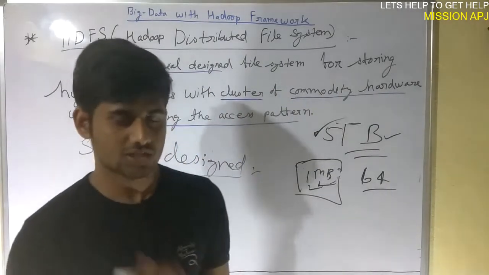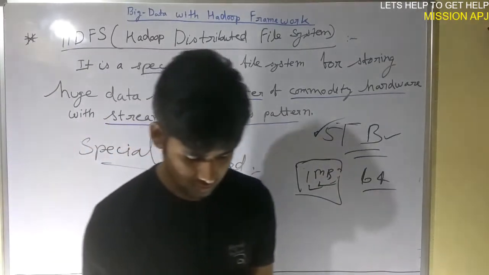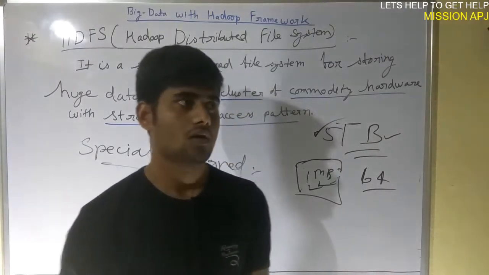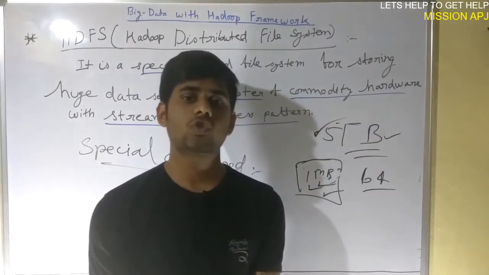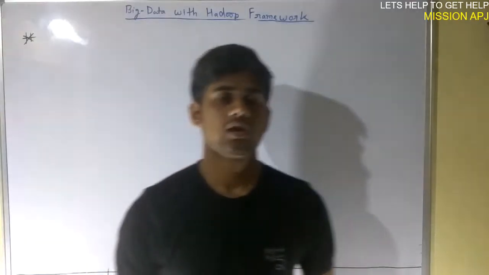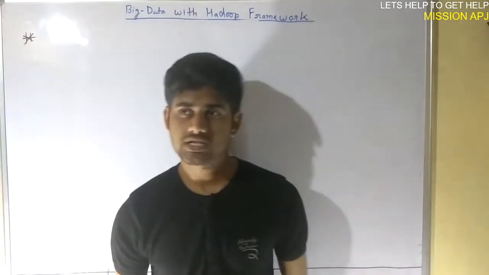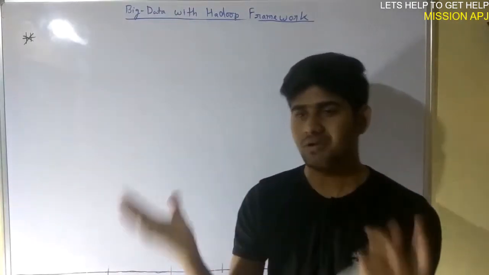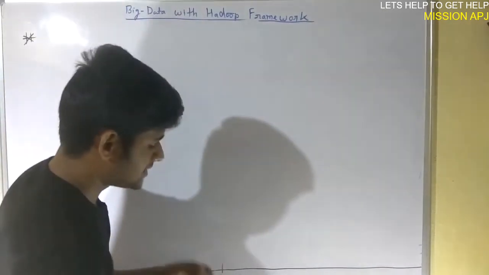That's the first reason. Now, up to this, that's fine. So we have understood why 64 MB block size has been used by default and not something else. Now, as we have understood what a data center is, let us picture the structure of an HDFS file system. Suppose this is our data center.